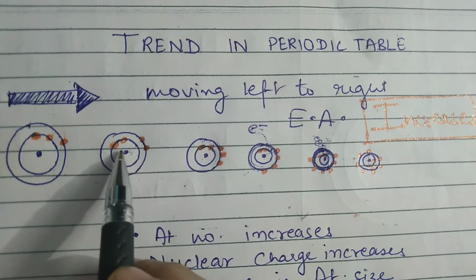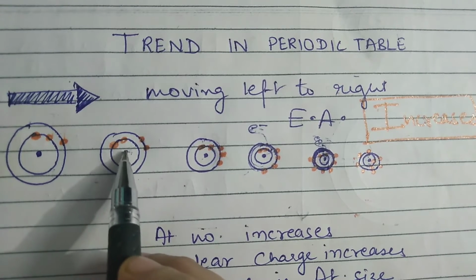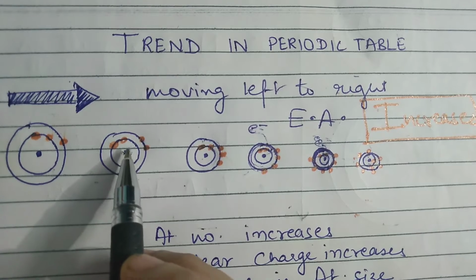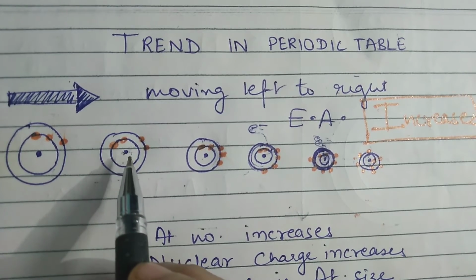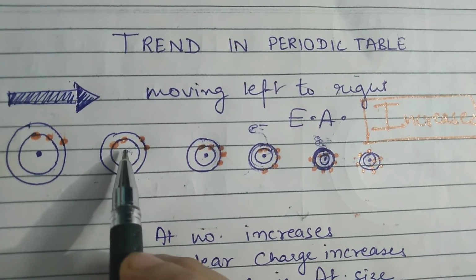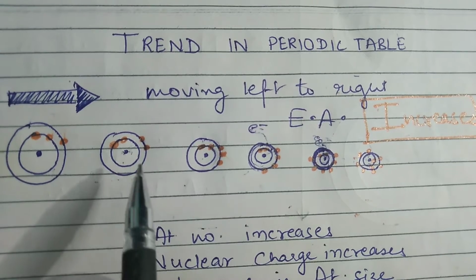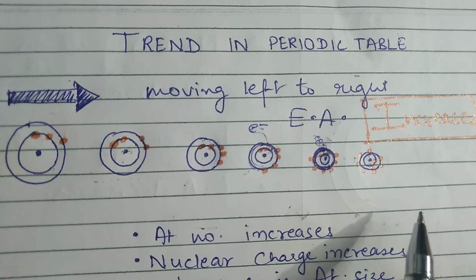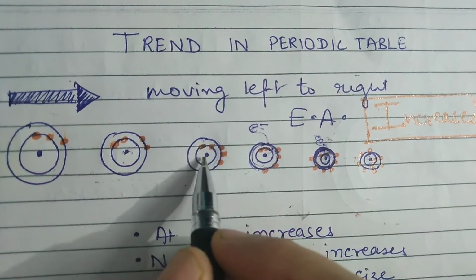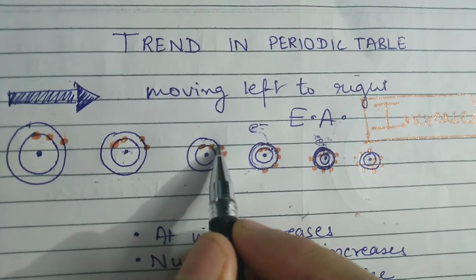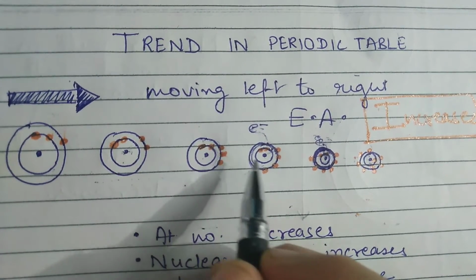Now the protons are inside the nucleus. You know that protons are positively charged, so they give the nucleus a positive charge, and the charge of the nucleus is due to protons. So that is called nuclear charge. When you go from left to right, nuclear charge is increasing because the number of protons is increasing. Protons are positively charged, and they attract the electrons towards themselves. That is creating a pull called nuclear pull.